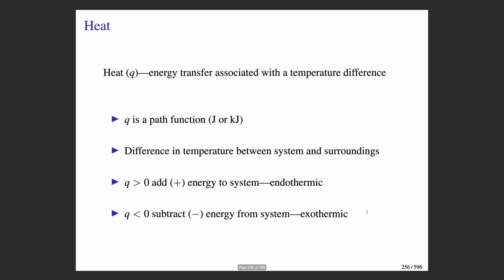We've already talked quite a bit about heat in the last couple videos. Here I'm just reminding you that heat is a type of energy transfer associated with a temperature difference between our system and its surroundings. Now we know that we're supposed to call heat a path function. It's measured in units of energy, joules or kilojoules. And then we have the following sign conventions.